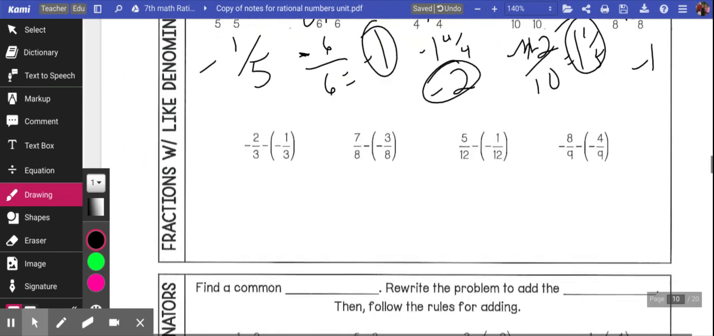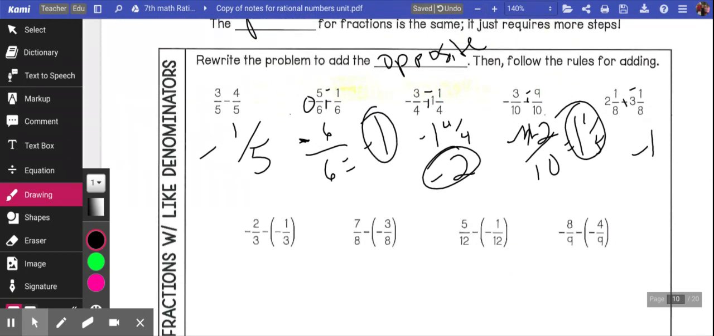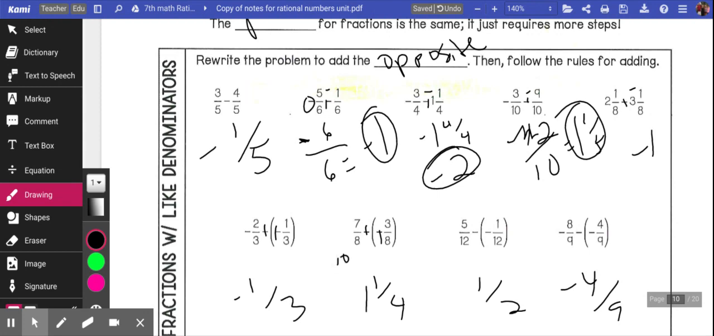Okay, so you go ahead and do the rest of them. And I'm going to add the opposite here. So I'm going to subtract 2/3 minus 1/3, sign of the bigger number. Add the opposite. So I'm going to actually add them and get 10/8, which equals 1 and 1/4 in the end. This one, add the opposite. So I get 6/12, which equals 1/2. Add the opposite. So I have a negative and a positive. So I subtract and take the sign of the bigger number.